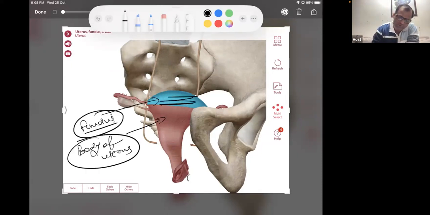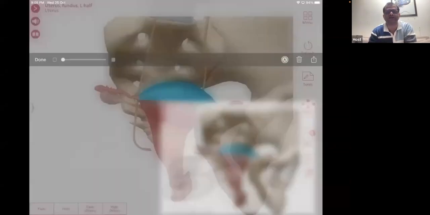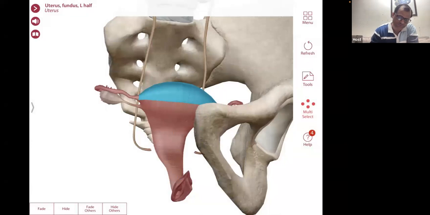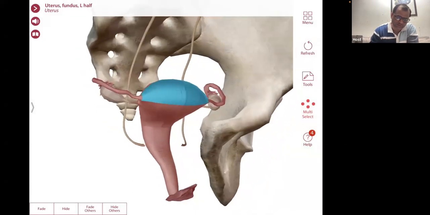Now we can see the sperm will travel and will cross this entire path, will reach here, then will go in the fallopian tube, फिर ये fallopian tube में जाता है, and then will meet with the ovum. Now ovum is coming from where? Ovum कहाँ से आता है? Right? So now look at here.